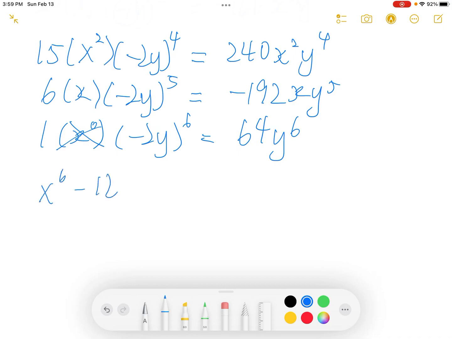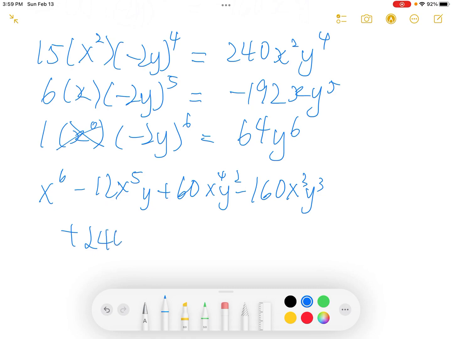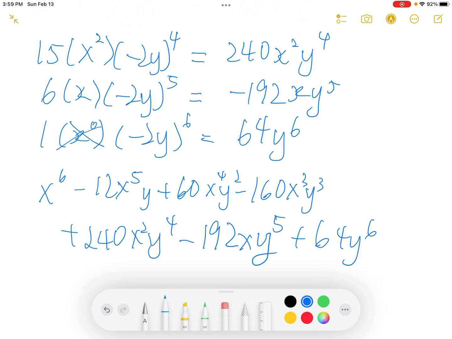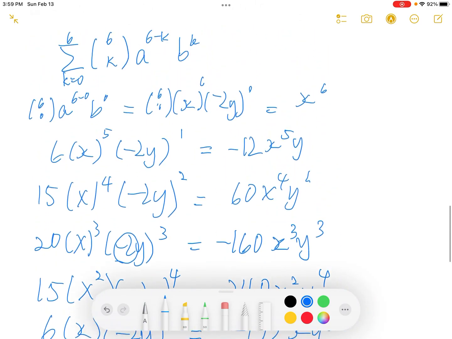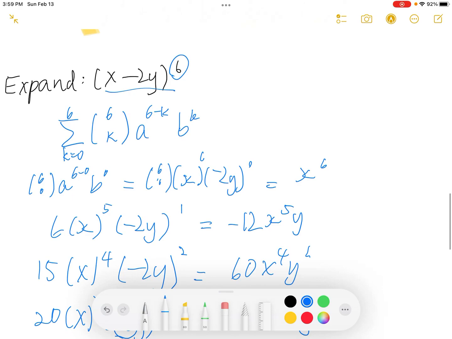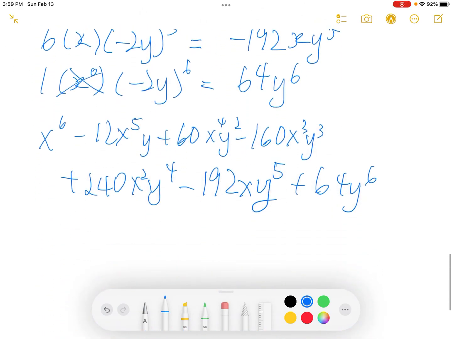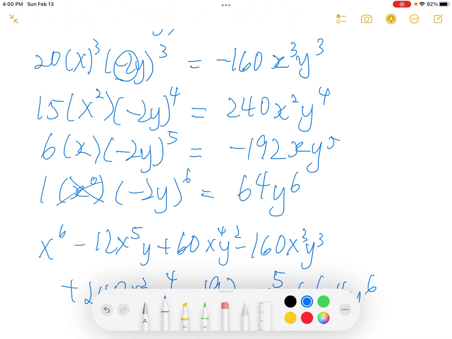So in conclusion, we have the answer of x to the power of 6 minus 12x to the 5th y plus 60x to the power of 4 y squared minus 160x cubed y cubed plus 240x squared y to the power of 4 minus 192x times y to the power of 5 plus 64y to the 6th. And notice how this is much more efficient than writing this out 6 times and distributing it again and again. So this is the binomial theorem.